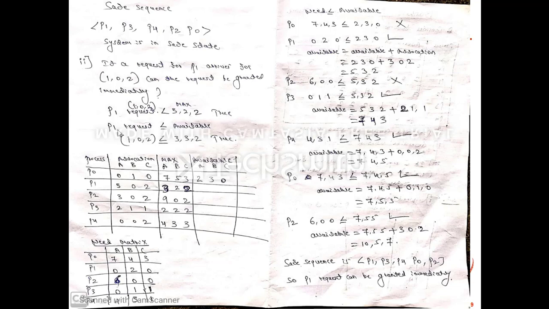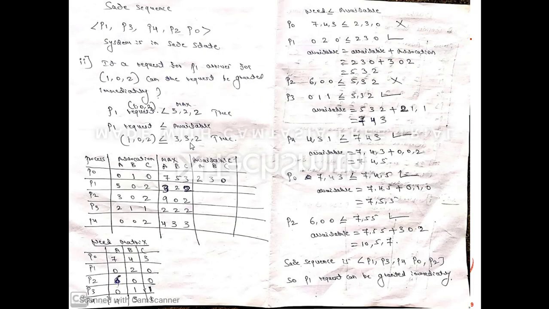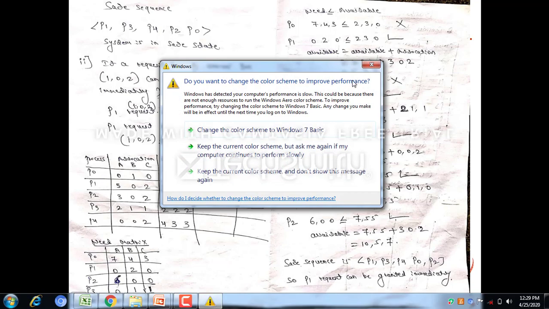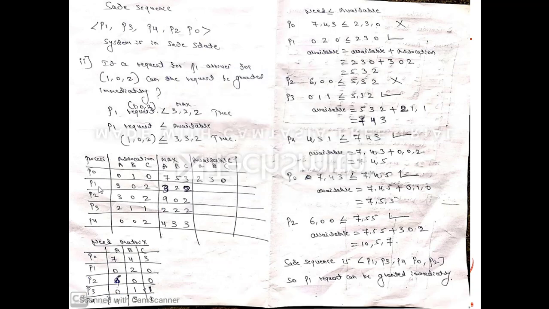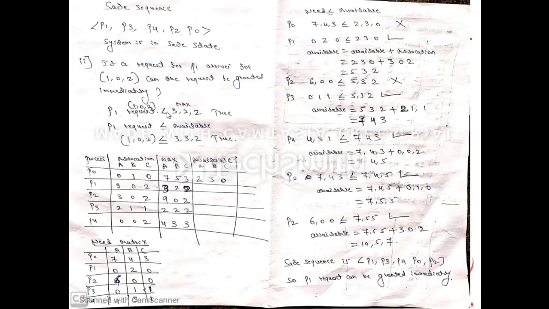Then you have to check whether the P1 request is less than or equal to available. Available is how much with us? 332. Is it true? Yes, it is true. In that case we have to find out once again, P0 will not change anything. P1 is requesting some additional allotment. Earlier allotment of P1 was 200. Here 200 plus 102, if you add, then you will get 302. Then maximum will remain the same.